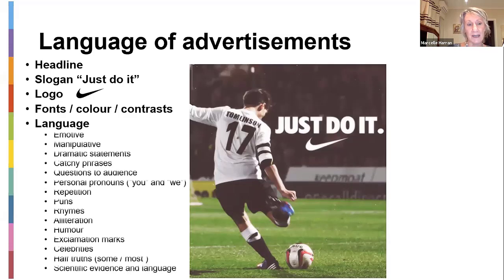We've looked at all the visual now, and then you can see there's a whole list of things that you need to look out for when you are looking at advertisements. They use puns, they use pronouns like you and your and we to show you all together, exclamation marks, rhymes, alliteration, using celebrities, questions, catchy phrases, all these things are important to make us buy.